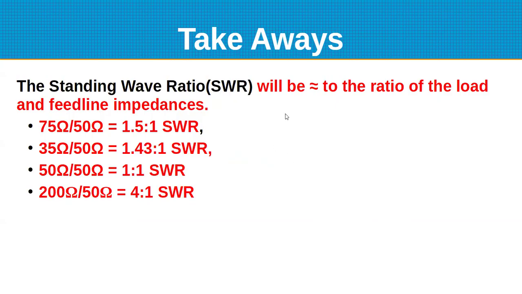Standing wave ratio is always the ratio of the load and feed line impedances. It's always the higher number relative to 1. Quick question. The second one in red, why didn't we write that 50-35?